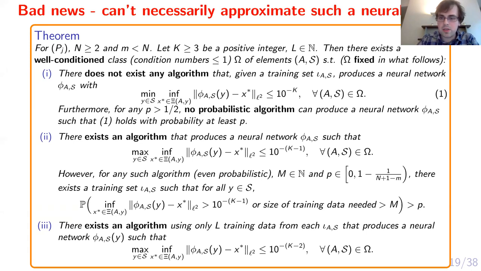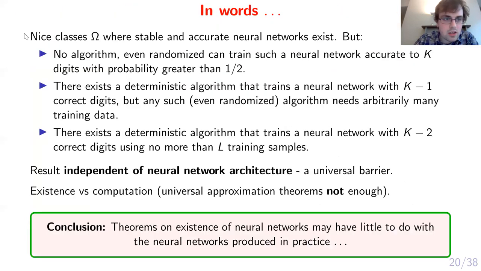Okay, so I'm aware this is a bit of a meaty theorem to take at speed in a talk, so I've summarized it in words here. There are nice classes omega, so they're well-conditioned, where stable and accurate neural networks exist. You can prove that using the universal approximation theorem. But at the same time, no algorithm, even randomized, can train such a neural network to k digits of accuracy with probability greater than half. There does exist an algorithm that can train a neural network to k minus one digits, but it needs arbitrarily many training data.